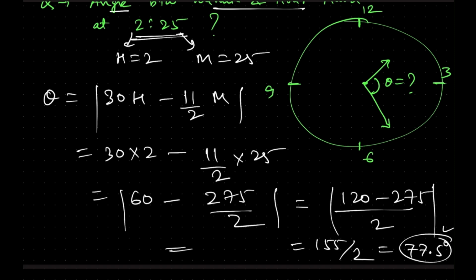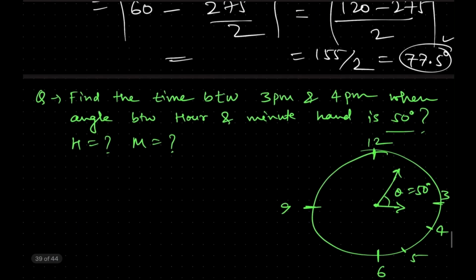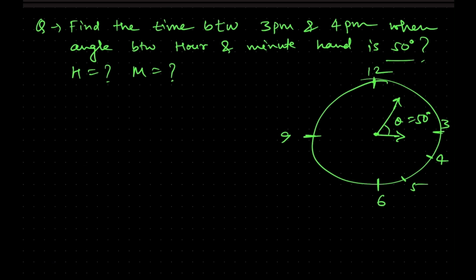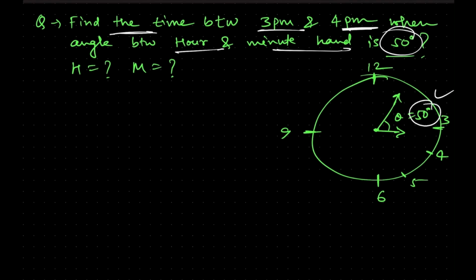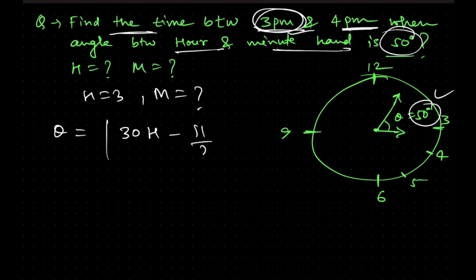I hope you have understood. Let's see one more question to make you more clear. Find the time between 3 p.m. and 4 p.m. when the angle between the hour hand and minute hand is 50 degrees. So the angle is given as 50 degrees, and we have to find the time. h and m are not given, but we know that we will always take h is equal to 3, because 3 p.m. is given. So h is 3, and we don't know m. Let's put it in our formula: 30h minus 11/2 m, and our angle is 50. So 30 into 3 minus 11/2 m.